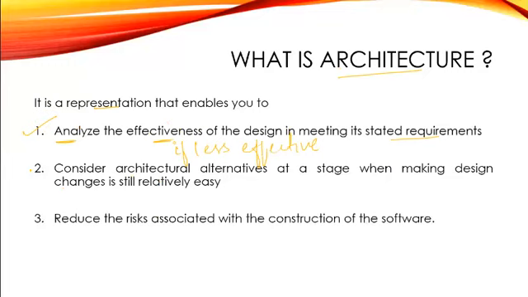Then the third one is, reduce the risk associated with the construction of the software. Now, suppose before creating an architecture, you directly go for construction of the software. If you have to make any changes within the software, it is going to cost you more. But if you're making the changes within a particular model, then it is going to reduce the cost, and it is also going to reduce the risk. So these are the 3 points showing how making an architecture is going to benefit you.